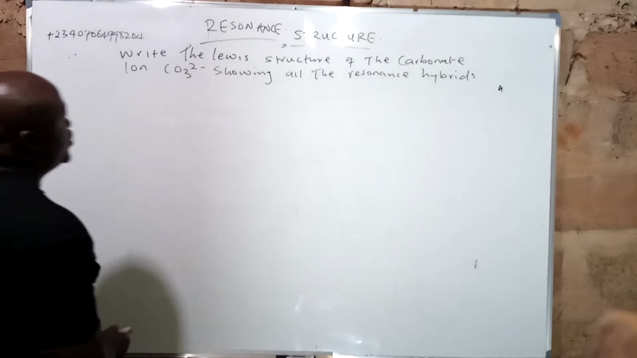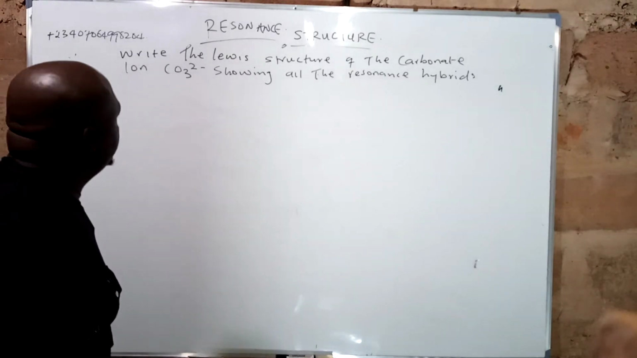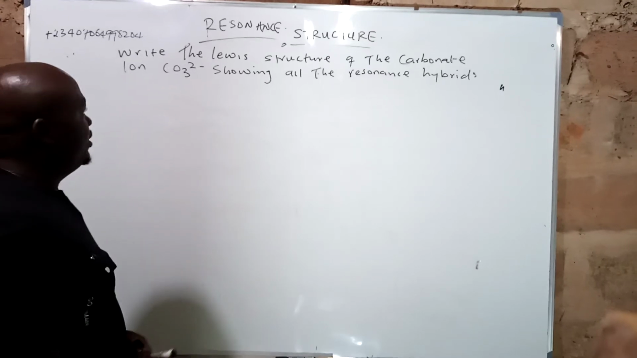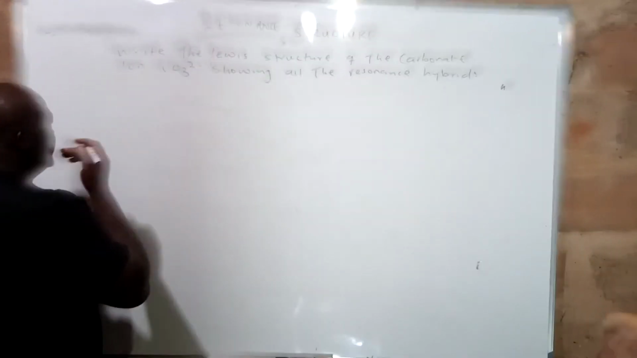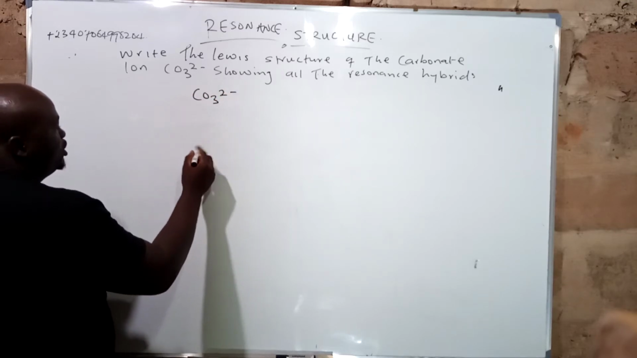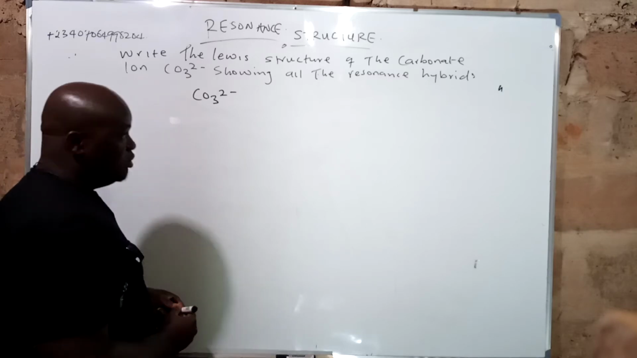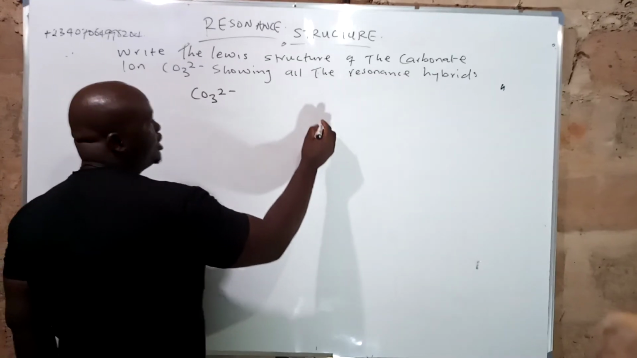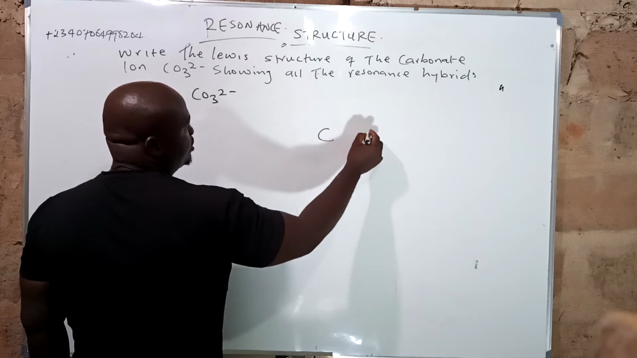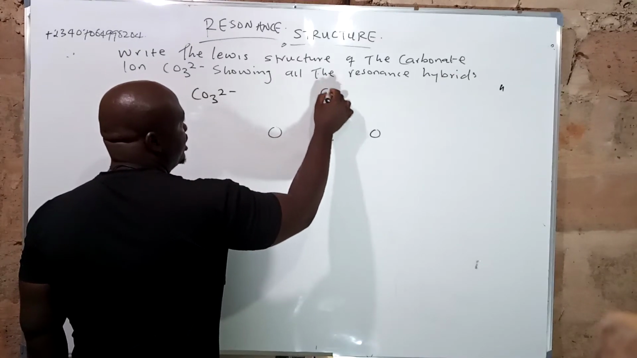We have the equation on the board. Write the Lewis structure of the carbonate ion, CO3 2 minus. And of course, the first thing we are going to do is to sketch. So the carbon is the least electronegative element, and so it will come here. This is a carbon. So you have an oxygen here. Let me put one here. Let me put one here.